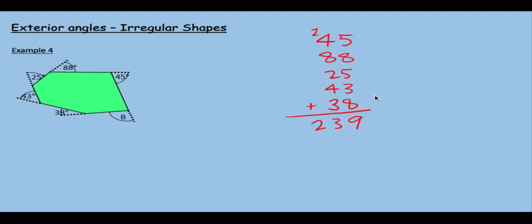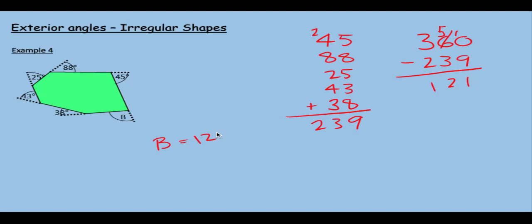So same deal, we're going to say 360, take away 239. So let's just do this. So we can see now that B is equal to 121 degrees.